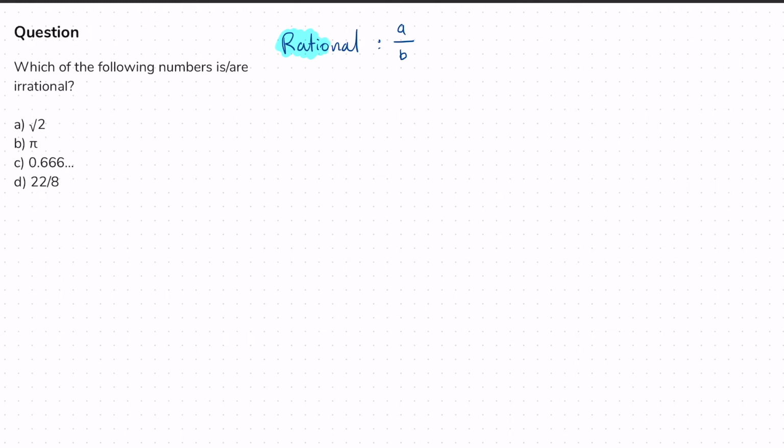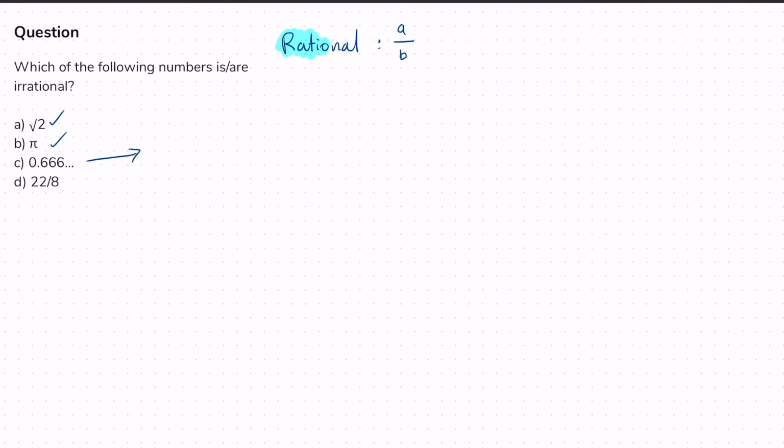So for example, 1 over 2, half, is a rational number. 3 is a rational number because we can express it as 3 over 1. Now looking at these numbers down here, the square root of 2 cannot be expressed as a ratio. Neither can pi be expressed as a ratio. So those two are irrational.